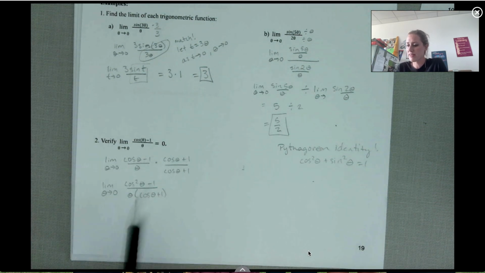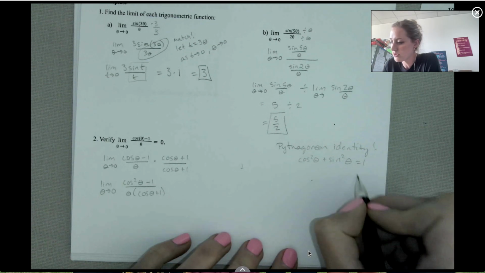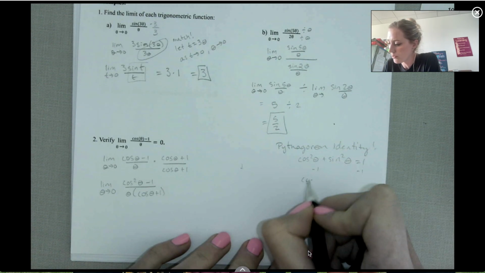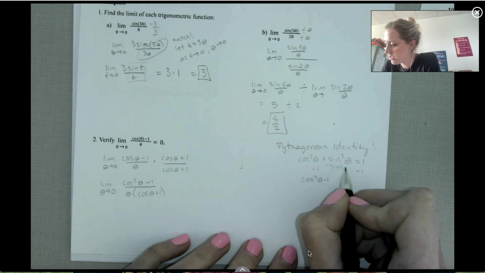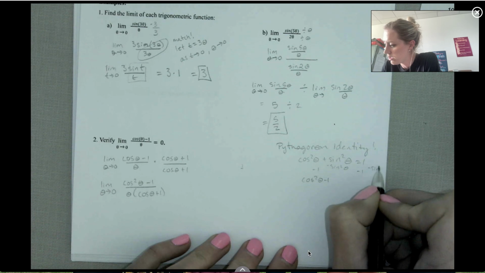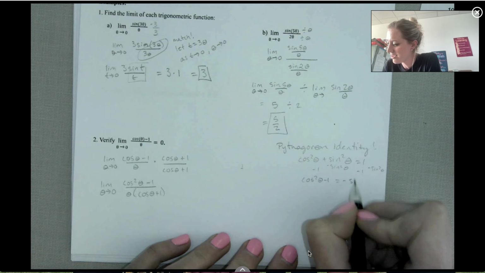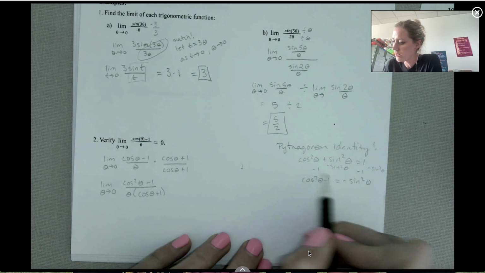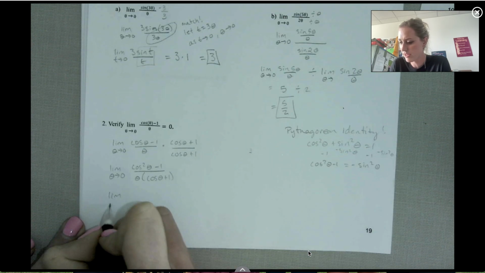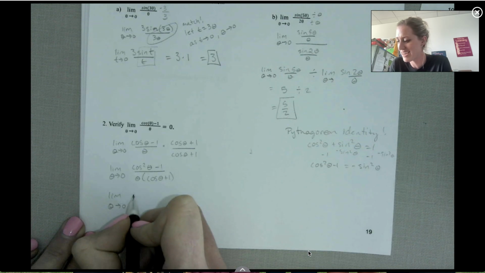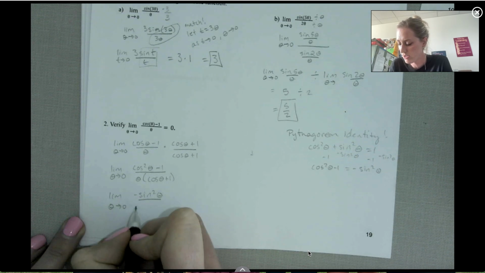Okay, well, this is really like part of this, right? If I were to subtract 1, so I get cosine squared theta minus 1, and then I subtract sine squared. So I move the sine squared, I move the 1, they basically switch places. Here's what I would have. So this is the same as this. So we've got the limit as theta approaches 0 of negative sine squared theta over the same piece.